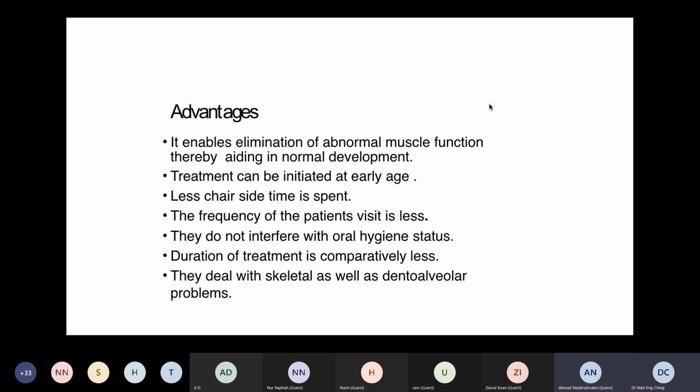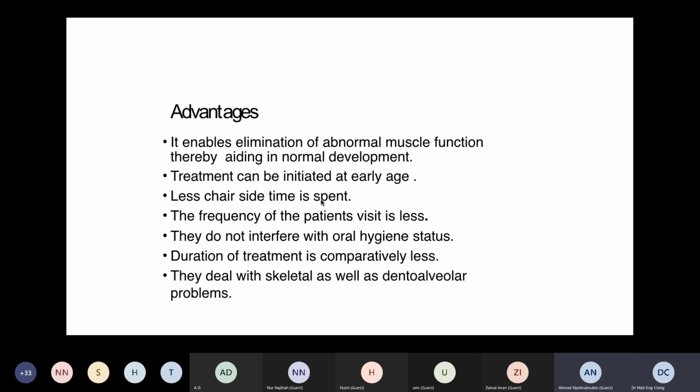Then less chairside time is spent, because most of the time this myofunctional appliance only has a few components, which are the Adams clasps, maybe a labial bow, and clasps for retention purposes. Most of the time when the patient comes in, you just have to tighten up this appliance, but you don't have to do a lot of activations. Compared to fixed appliances, where you have so many components: the wire, the brackets, the O-rings, the power chain.